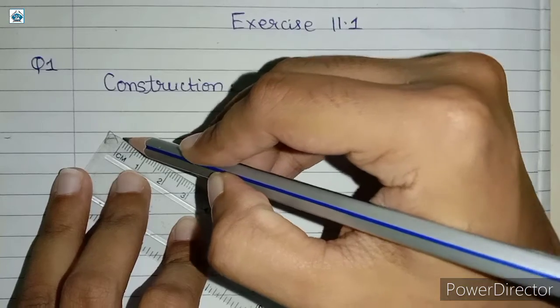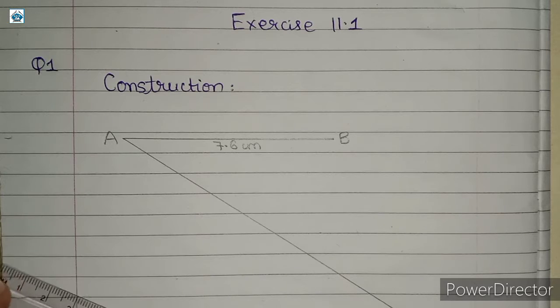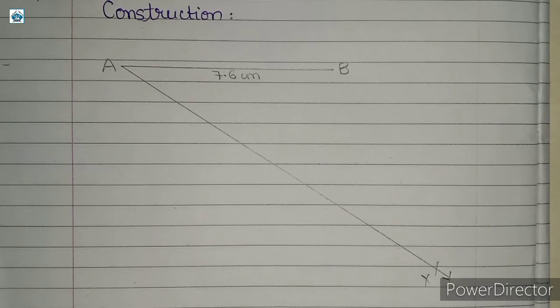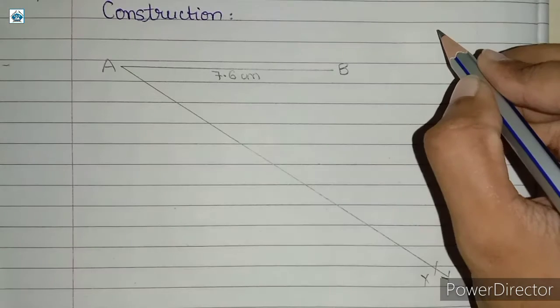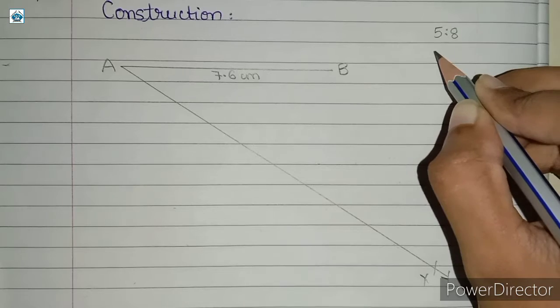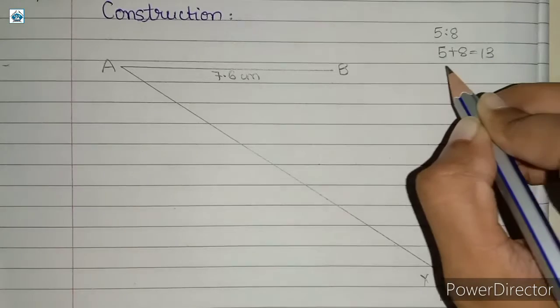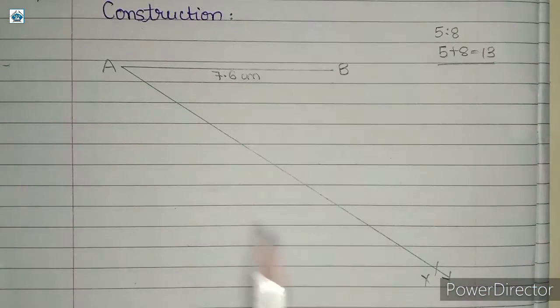let us draw a ray and name it AX. So here, AX makes an acute angle with line segment AB. So we have to make some divisions on this ray AX. Now the ratio given to us is 5:8. So we have to make 13 equal divisions because 5 plus 8 is equals to 13. So we are going to make 13 equal divisions on ray AX using the compass.